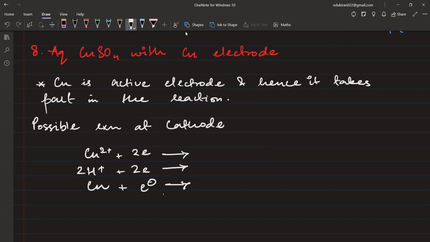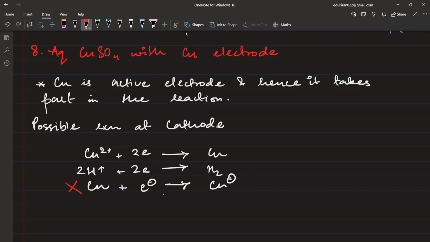अब यहाँ पे आप बताइए, copper 2 plus is going to give you copper, H plus is going to give you hydrogen gas, and copper plus electron is going to give you copper negative. ठीक है. So obviously you will say that this reaction cannot happen. Why cannot happen? Because copper is a metal and it has a tendency to lose electron rather than gaining electron. So copper is not going to gain electron because it is a metal, and a metal has a tendency to lose electron. So obviously that reaction is not going to happen.